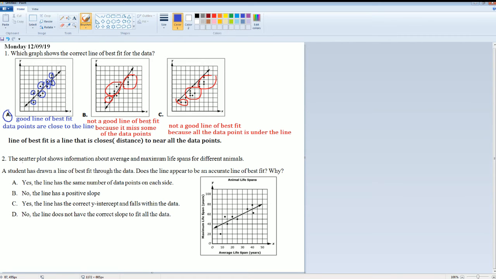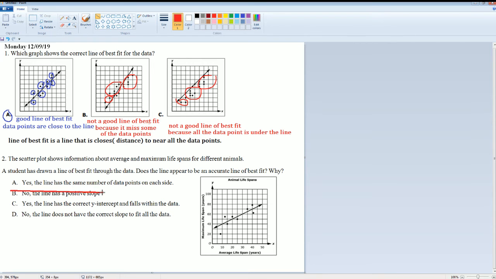Number 2. The scatter plot shows information about the average maximum lifespan for different animals. A student has drawn the line of best fit through the data. Does the line appear to be an accurate line of best fit? Why? A. Yes, the line has the same number of data points on each side. Let's see: 1, 2, 3, 4 on top, 1, 2, 3, 4 on bottom. Maybe. It looks like a good line of best fit. B says no, the line has a positive slope. Positive slope or negative slope doesn't really matter when it comes to the line of best fit.